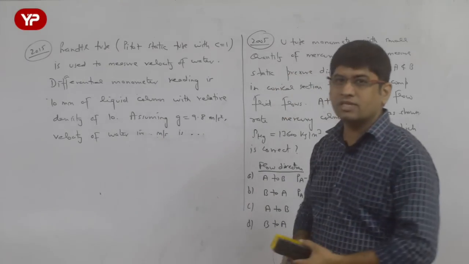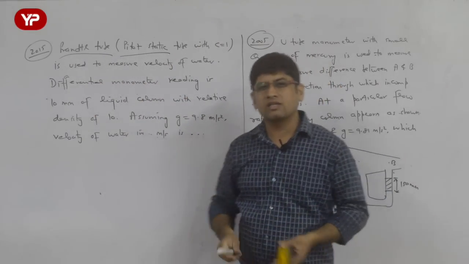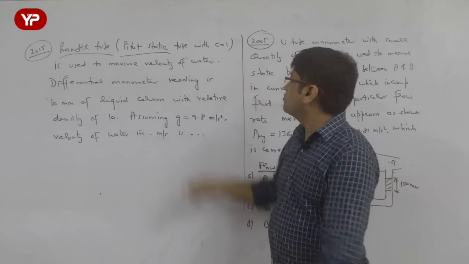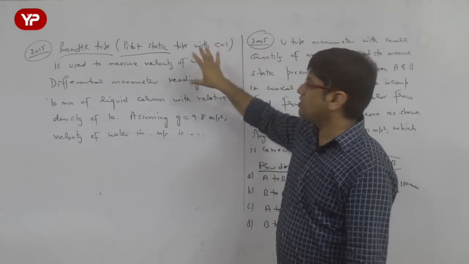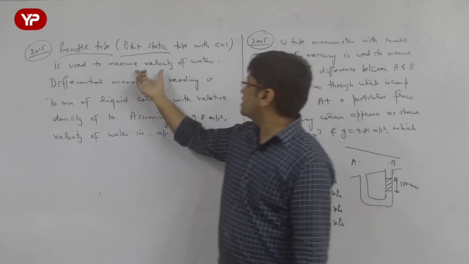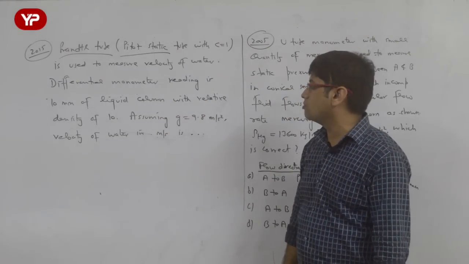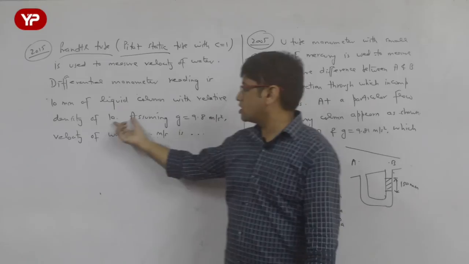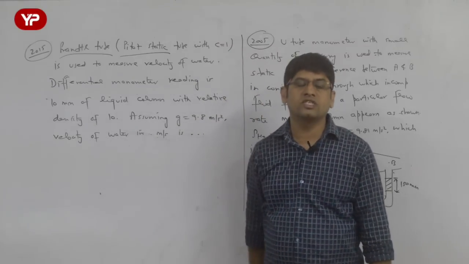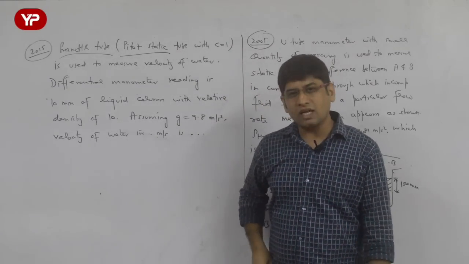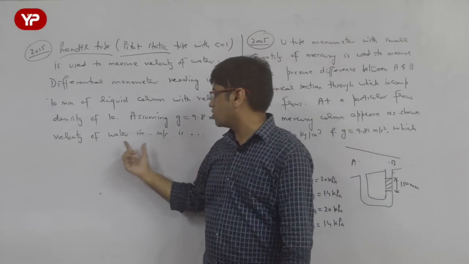Prandtl tube, and remember that Prandtl tube is also called pitot tube. So pitot tube, another name for that is Prandtl tube. With C1, C is basically the coefficient of velocity, so we are not to take any C value other than 1. It is used to measure the velocity of water. The differential manometer reading given is 10 millimeter of the liquid column with relative density 10. As we know, the flowing fluid is water, and the manometer fluid has specific gravity 10, which means it is 10 times denser than water. If we assume g is equal to 9.8, the velocity of water will be what?